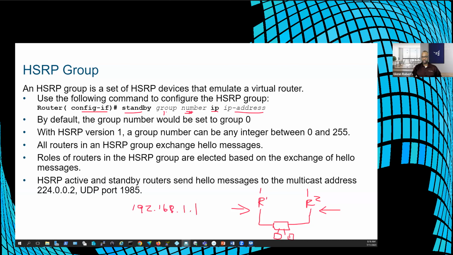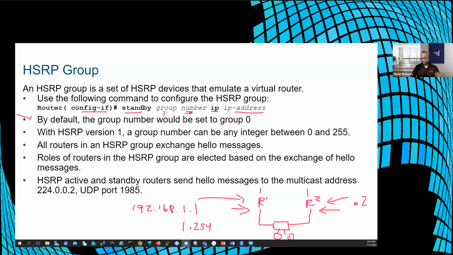192.168.1.1 for router 1, and then 1.2 for router 2. And then the VIP I'm going to use is going to be 254 on the same subnet, 1.254. So again, it has to be on the same subnet. You'll see the default group number is set to 0, but we go in, we change it, and we specify a group number other than 0. If you don't put a group number in there, it'll automatically assign it to group 0.